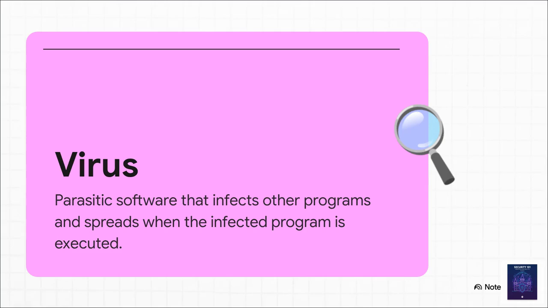First up, we've got the classic virus. The word to remember here is parasitic. A computer virus has to attach itself to something else, like a program file or maybe a document. It absolutely cannot travel on its own. So when you get that infected file and you run it, the virus wakes up and starts looking for other files to infect. It's basically a digital hitchhiker.